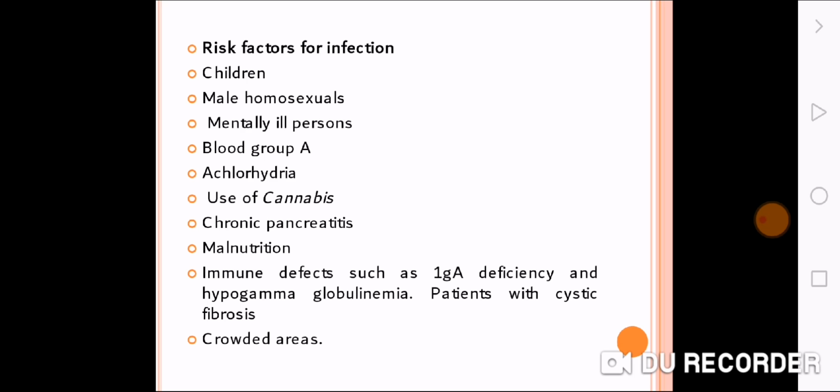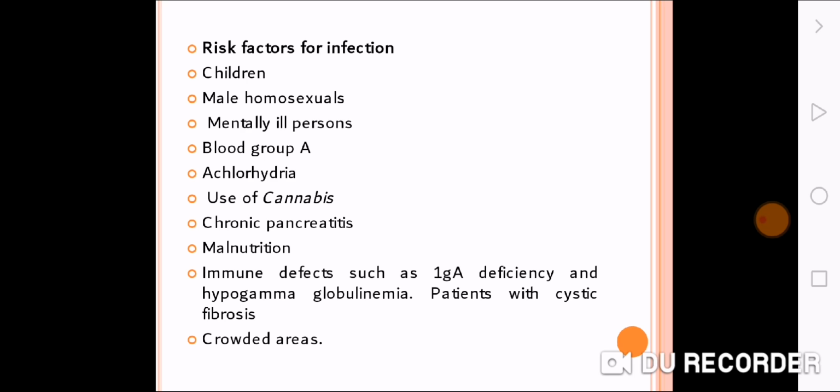So there are risk factors for infection. Children have high risk to get infection. Male homosexuals, and homosexuality is a risk factor for transmission of the disease. We can say that Giardia lamblia can be regarded as a sexually transmitted disease. Mentally ill persons have high risk to get the infection.